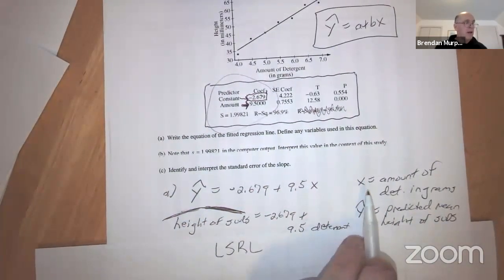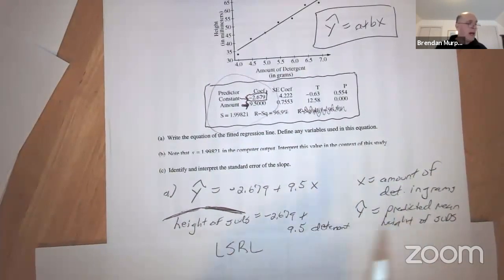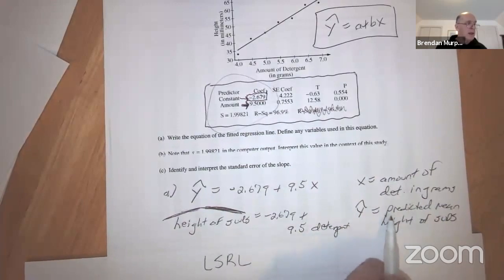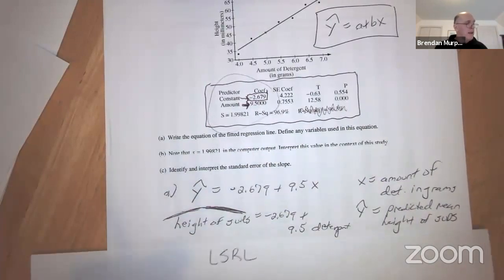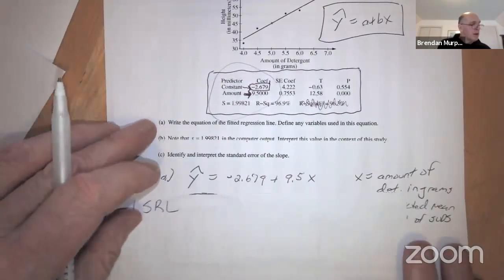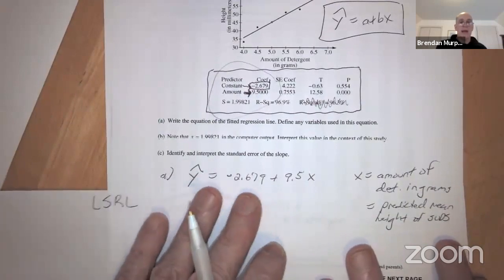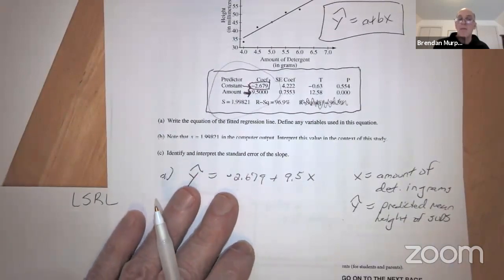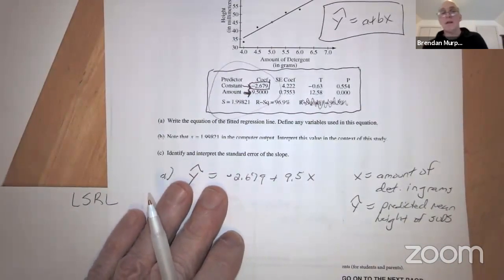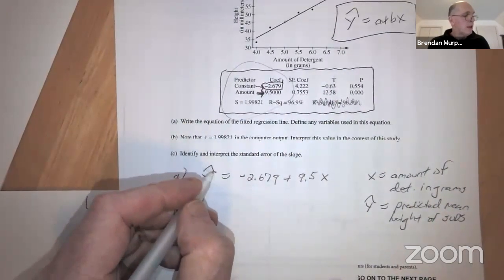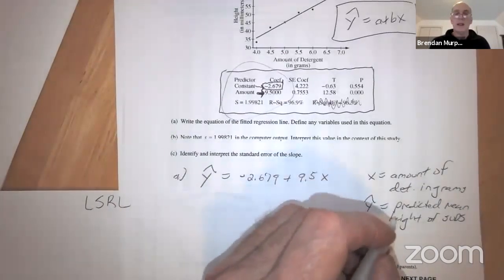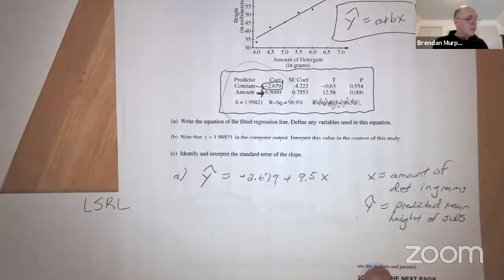And so over here on the right, I just said x is the amount of dish detergent in grams that we added, and y hat is the predicted mean height of the suds, or the predicted height of the suds. So I need both of those if I choose not to identify my variables. That's the way my textbook presents it. There's nothing wrong with that. That would be full credit on the AP exam. You have the correct least squares regression line, and you've identified the variables.